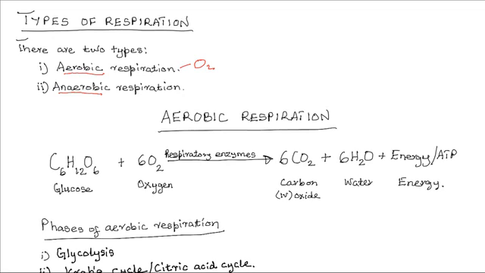Now this process can be summarized by the following equation, where we have a glucose molecule reacting with oxygen in the presence of respiratory enzymes to give carbon dioxide, water, and energy. This is chemical energy that is used to synthesize the ATP molecules.